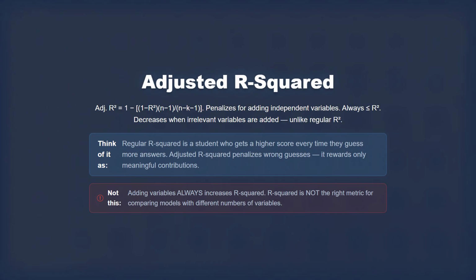Use adjusted R-squared when comparing models with different numbers of independent variables. Always.